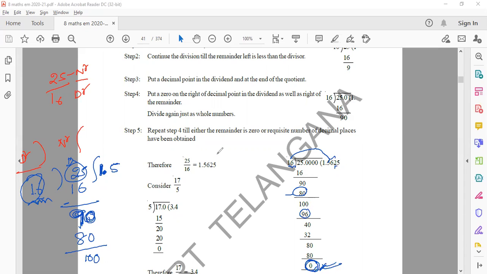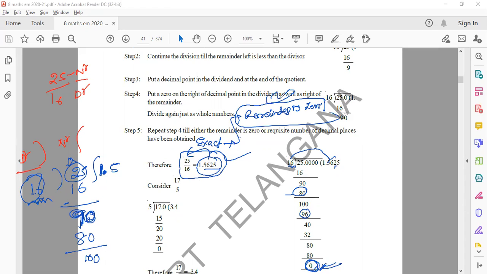Am I clear? So similarly, 25 by 16 gives the answer 1.5625. There is no repeated answer. 5625, this is the final answer. This is the exact answer. The exact answer means the remainder is 0. They got remainder 0.